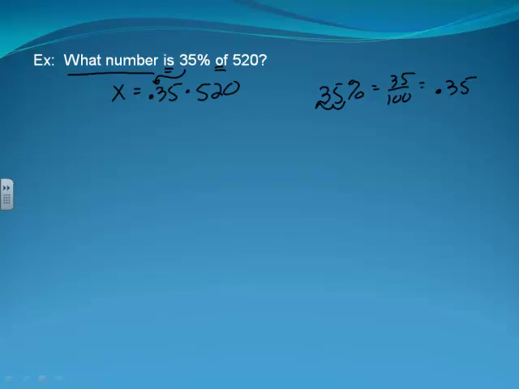So looking at the left-hand side then, we're going to take 0.35 times 520. All right, and if we take 0.35 times 520 in our calculator, we get 182. And there's your answer.